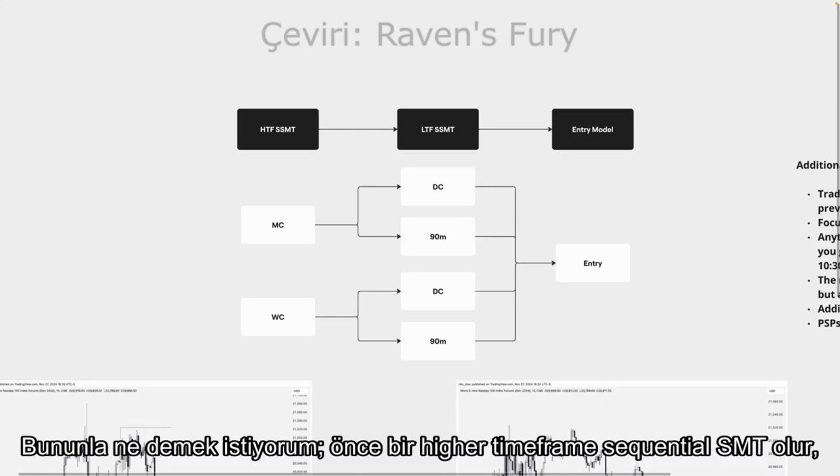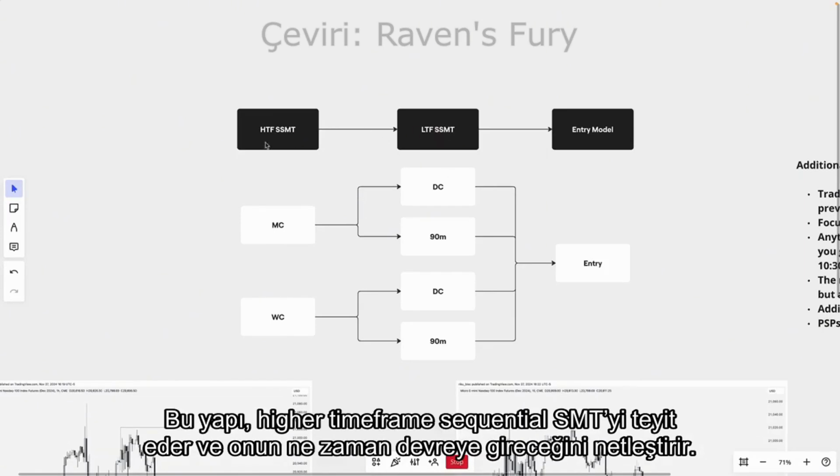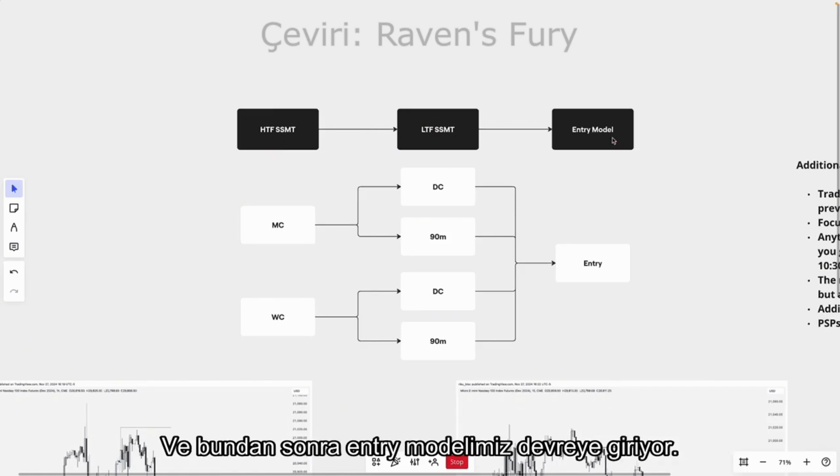So what I mean by this is we have a high time frame sequential SMT, followed by a lower time frame sequential SMT, which is in line with the high time frame one. So what it's doing is confirming the high time frame one, pinpointing when the high time frame sequential SMT will come into effect. And then after that, we have our entry model.